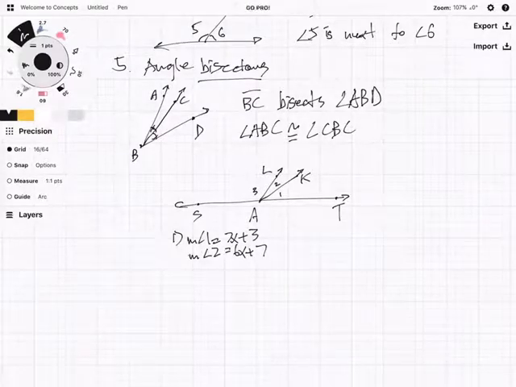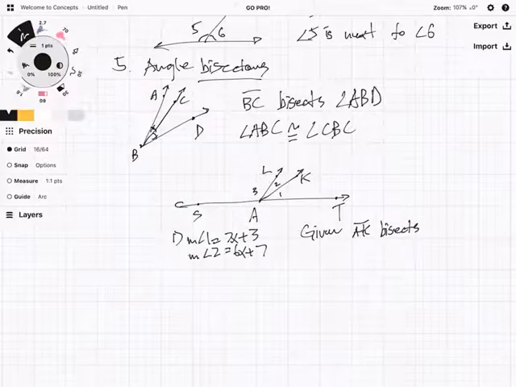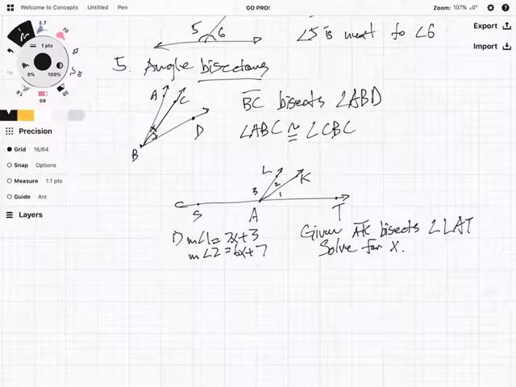We're given that all three of these angles are adjacent, and that line AK bisects angle LAT. So take a moment and try to solve for x. And yes, you do have to give it as a numerical value.